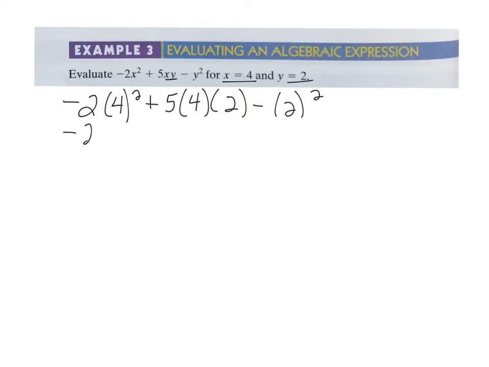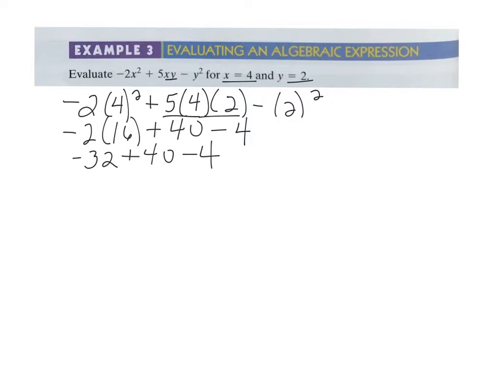And then, again, follow your order of operations. You have -2 times 4 squared is 16, plus 5 times 4 is 20, 20 times 2 is 40, minus 2 squared is 4. And then again, just next line, do order of operations. -2 times 16 is -32, plus 40 minus 4. And then work left to right. -32 plus 40 is 8. 8 minus 4 is 4.